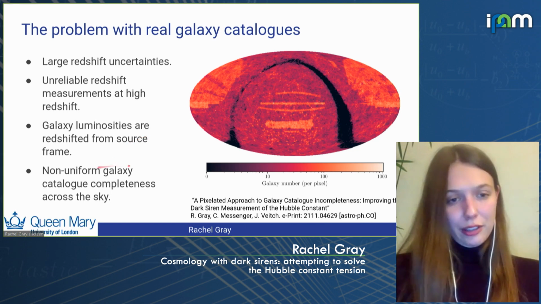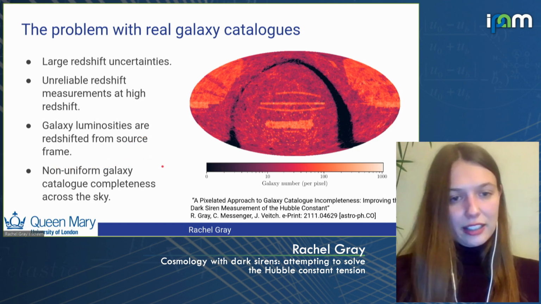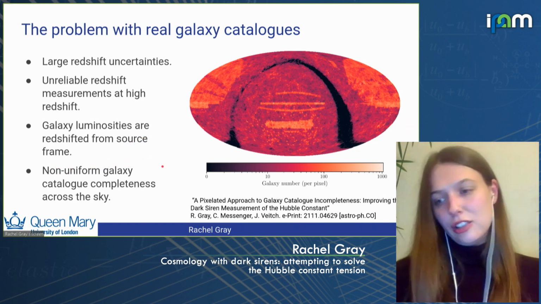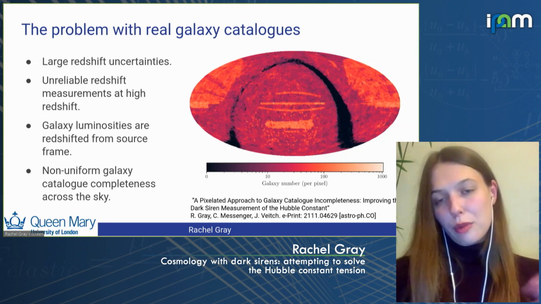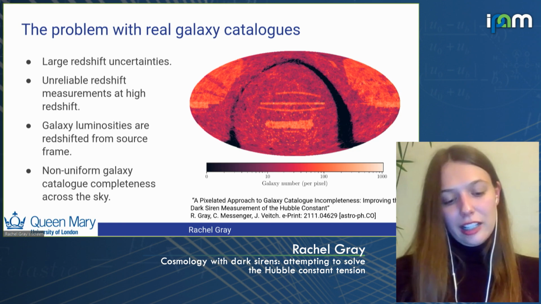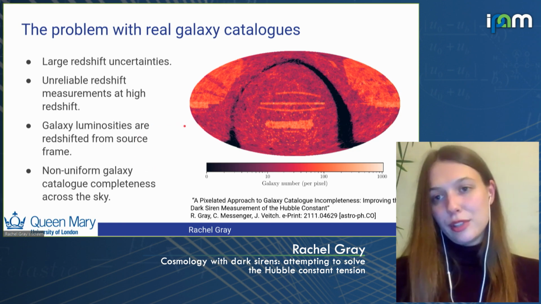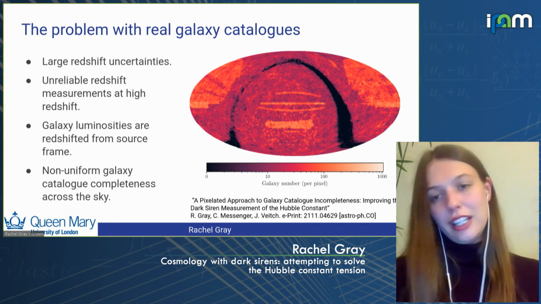And then there's also the elephant in the room, the fact that galaxy catalogue completeness is not actually uniform across the sky, which was what was assumed with the mock data earlier. And for the O2 data that I showed on the previous slide, it was assumed to be uniform within the sky area of each event. So each event had a slightly different completeness correction applied, but it was assumed to be broadly uniform within it.